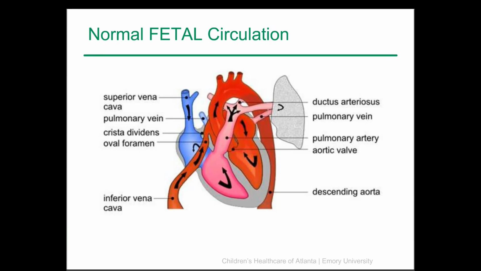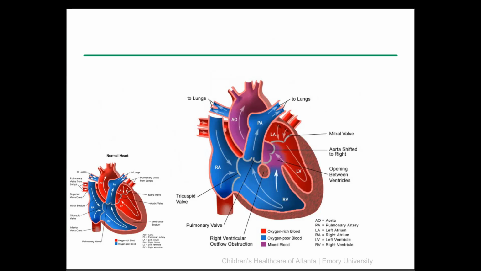So we have already talked a lot about the different single ventricles. Now let's talk about some of our other critical defects. Okay, so let's follow the blood in this one. Blood's coming from the SVC, IVC to the right atrium, then goes to the right ventricle.